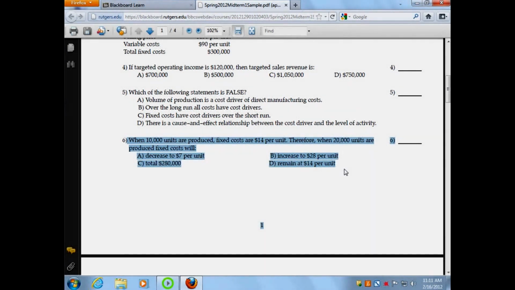When 10,000 units are produced, your average fixed costs are 14. So that means your total fixed costs are 140,000. That is the number that will stay fixed or constant. So when you make 20,000 units, your average fixed costs are going to go down to $140,000 divided by 20,000 or 7 per unit. Remember, fixed costs stay fixed in total, never on a per unit basis. On a per unit basis, you keep producing more, your fixed costs per unit will keep going down because of economies of scale. So don't get fooled by this.